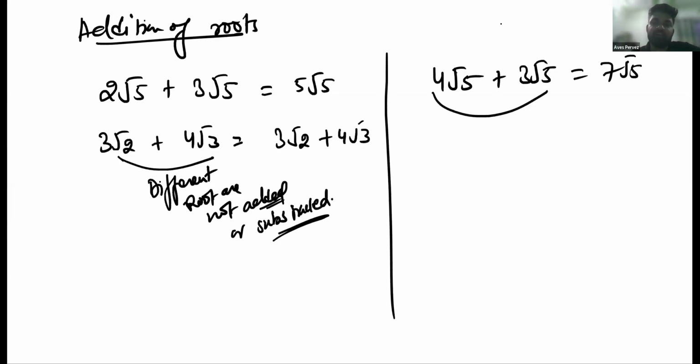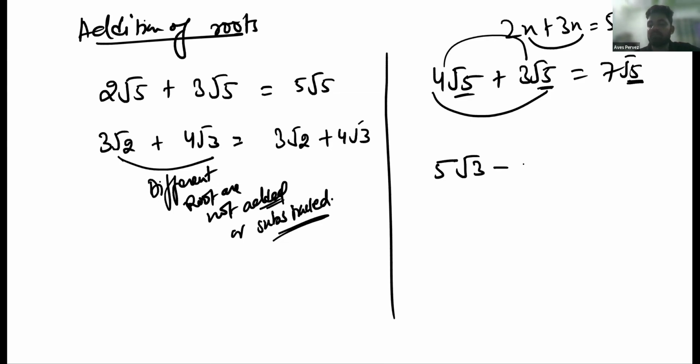We just add, just like we have 2x plus 3x is equal to 5x. We are not going to add this x. We will just write x only. Similarly, we are not going to add this root 5. This will remain the same. Only the numbers are added. Got it? What will you get when you write 5 root 3 minus 2 root 3? 3 root 3. You will write 3 root 3.